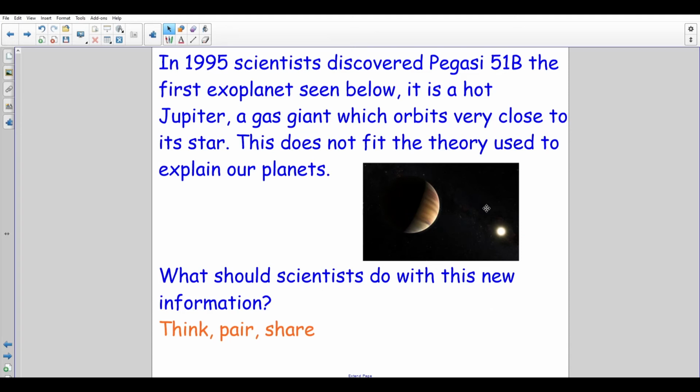We found out that what we thought was correct for all stars, we predicted this would be correct for all stars, and then we discovered a planet around another star, and this was not correct. So what should scientists do with this new information? So write yourself an answer down, and we'll go through that when you come back.